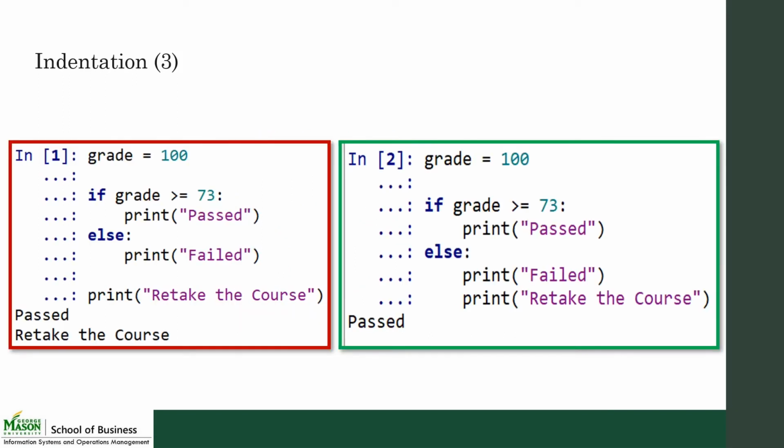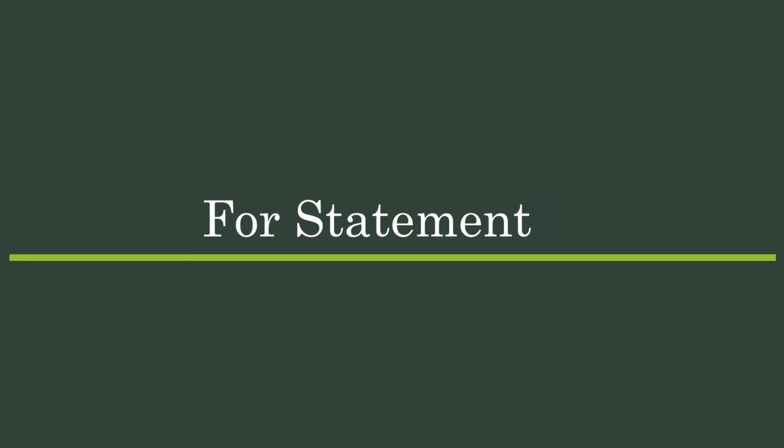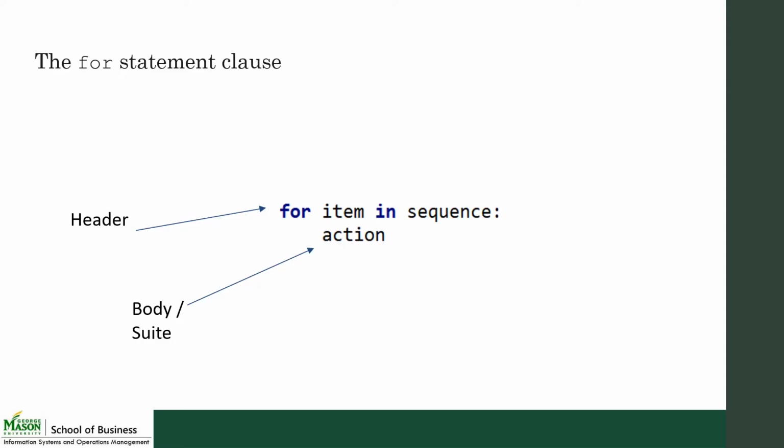Here is a before and after comparison. On the right, the else suite contains the two lines of code correctly. Okay, let's take a look at our first repetition statement called the for loop, or the for statement. There is an else clause in a for statement, but it's often not exercised, and we will not be using it in this course. The for statement performs the specified action for each item in a sequence.